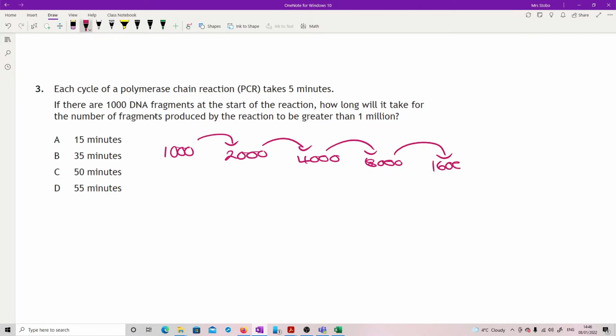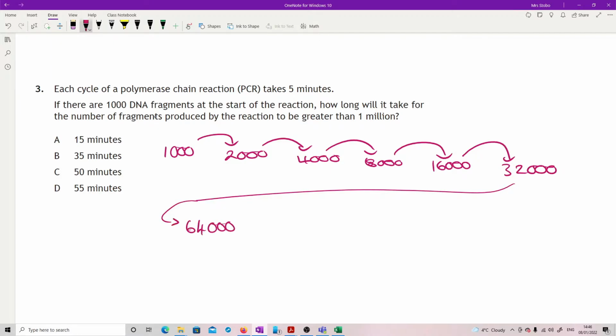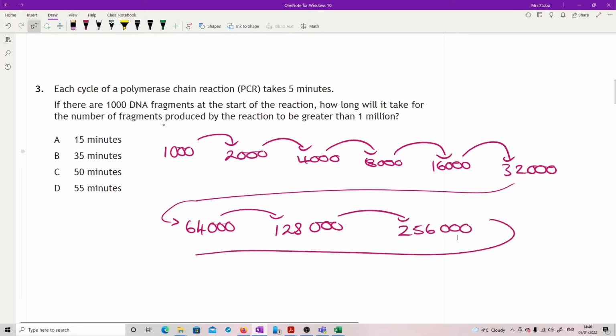And then 16,000. And 32,000. I'm going to go all the way to here just for the scribbling. 64,000, still in the thousands. Okay, 128,000, 256,000. I'm going to go down here. And that is 512,000. And finally, we get over the million.